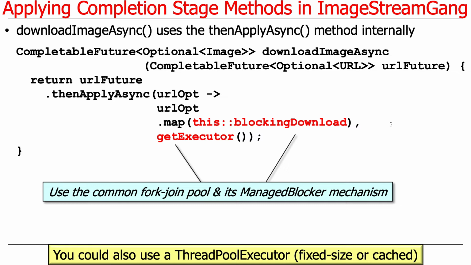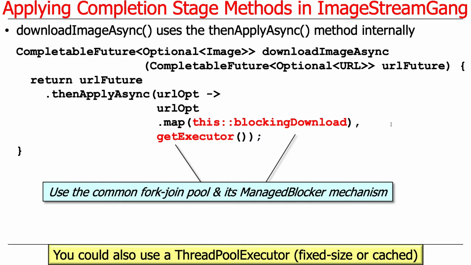If we had chosen to use a different type of pool, like a thread pool executor, such as a fixed size thread pool or a cached thread pool, then we would not have been able to use the managed blocker mechanism, because managed blockers don't work on fixed size thread pools or any thread pool executor other than the fork join pool. So the fork join pool can use managed blockers, but the other things don't. They don't work that way. Interestingly enough, the other implementation of the Completable Future ImageStreamGang app uses a fixed size thread pool, I believe. So if you want to look at that, you can see how that works.